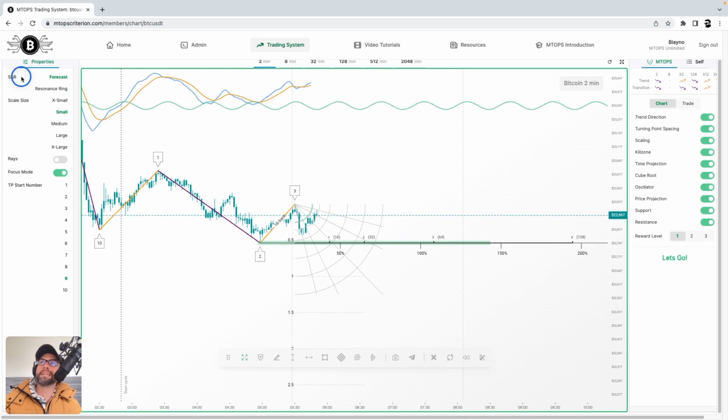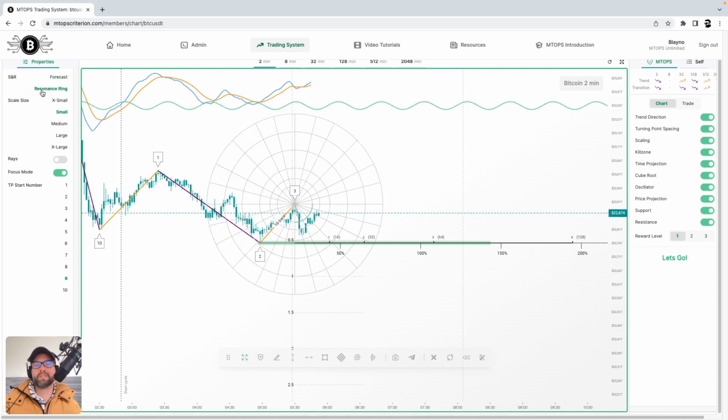You'll see over here where it said GAN square, we've now renamed it to SNR, which is support and resistance. And then instead of normal, we've changed the name to forecast, which is more accurate than normal, I suppose. So we're forecasting price action in the future. And instead of having the extended and the protractor, which is this kind of jargon for those who didn't really understand what it was, we've now got the resonance ring.